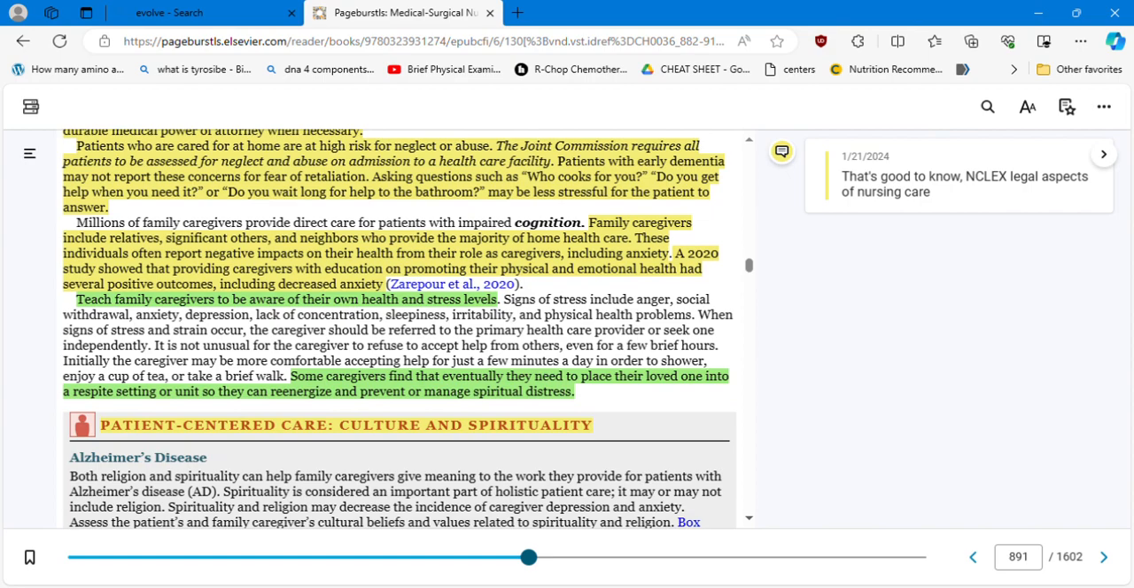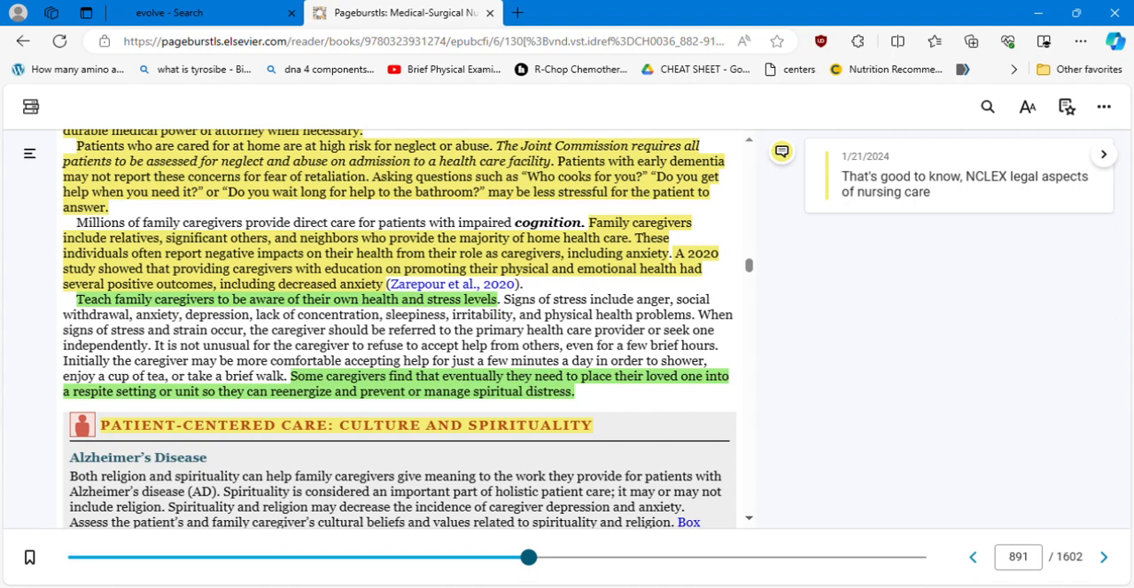These individuals often report negative impacts on their health from their role as caregiver. Yes, it's not easy, and not everybody can do this job. That's why I emphasize compassion and we need to identify the proper caregivers. If we don't want anybody from an agency, we need to identify who in the family has the skills to take care for these patients, right? Including, the caregivers are going to suffer from anxiety.